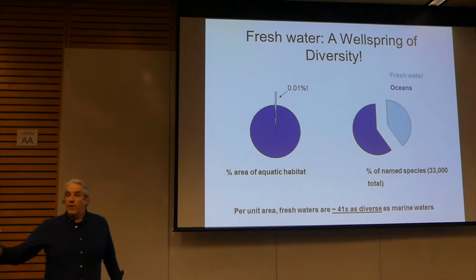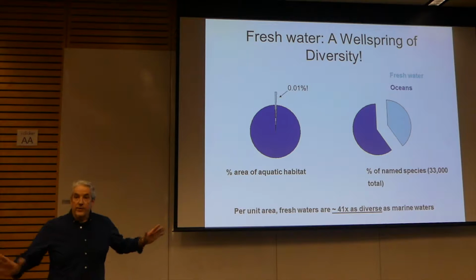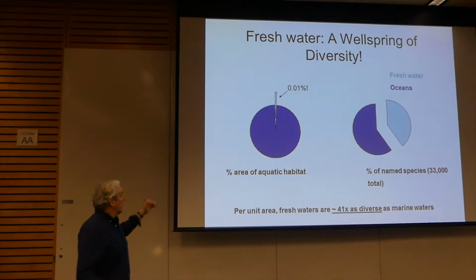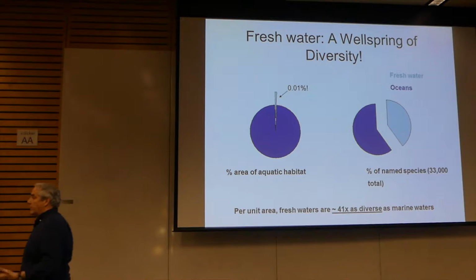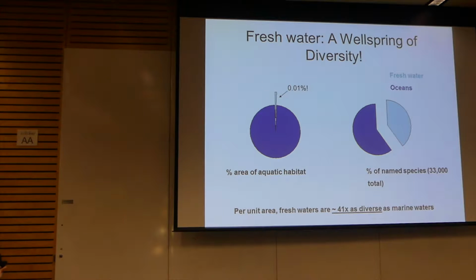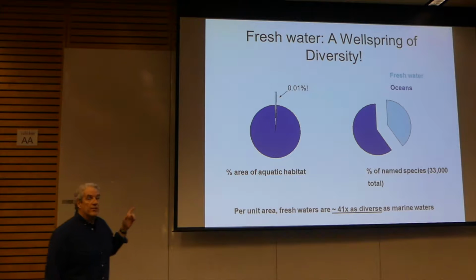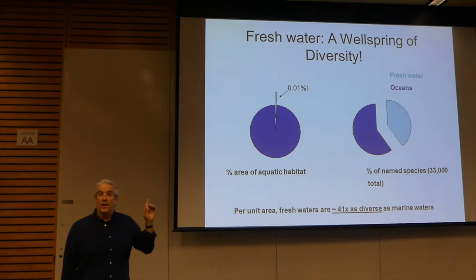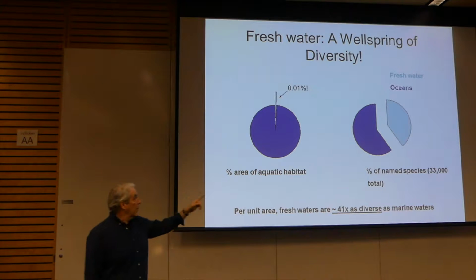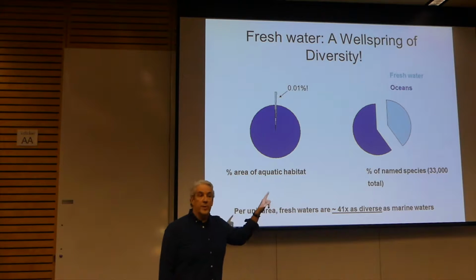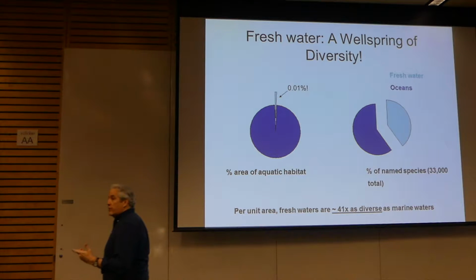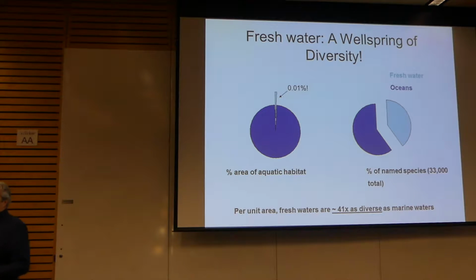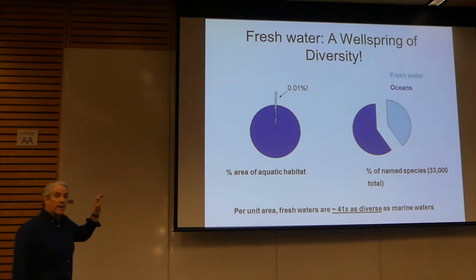They outdo marine waters on average by a huge amount. On the left here is the total amount of aquatic surface area taken up by marine waters, the big blue section, and that little tiny sliver of less than 0.01% is fresh waters. On the right are the number of described species in each of those two habitats. About 40% of all known fish species are described from fresh waters, even though they take up a tiny, tiny portion of the total surface area of aquatic habitat on Earth.